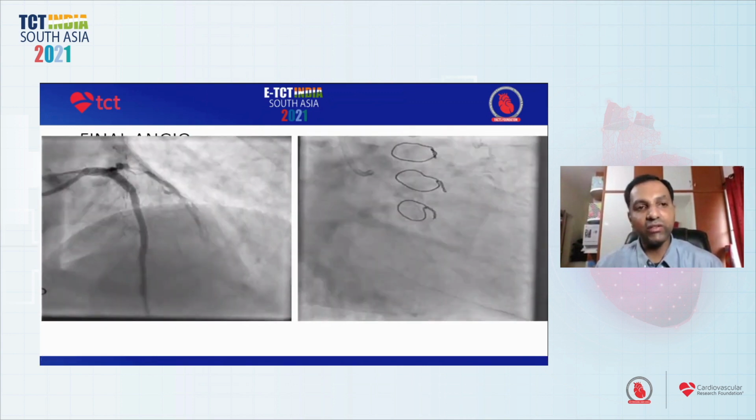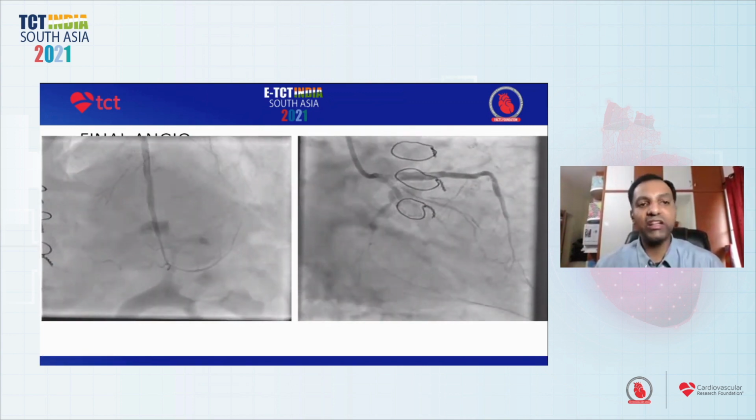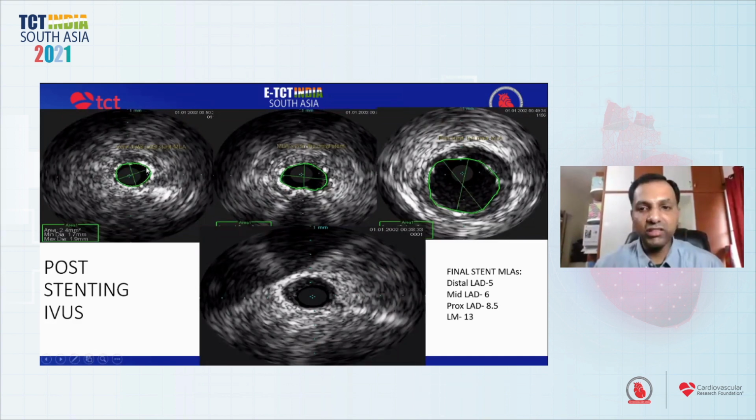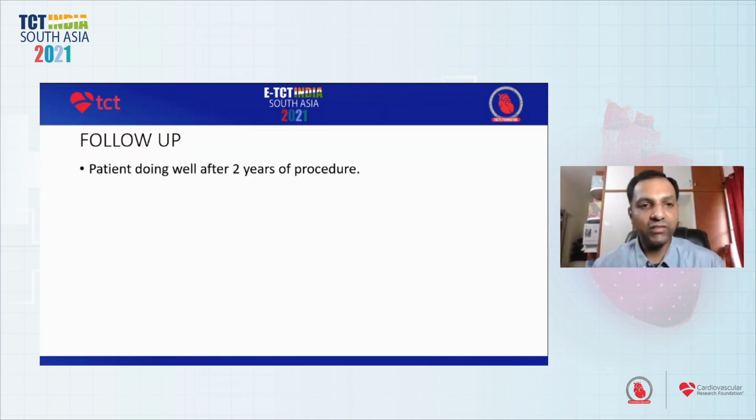Once this was done, adequate post dilatation, everything was done, and then we did an IVUS run. So this is the IVUS slide. The IVUS shows actually that the lumen is very well expanded, very well stent opposition. Distal LAD is 5, middle LAD is 6 square millimeters, proximal LAD of 8.5, and left main is 13 square millimeters. So suggesting that the stents are very well expanded and very well opposed. There seems to be no malapposition, and the result was very good.